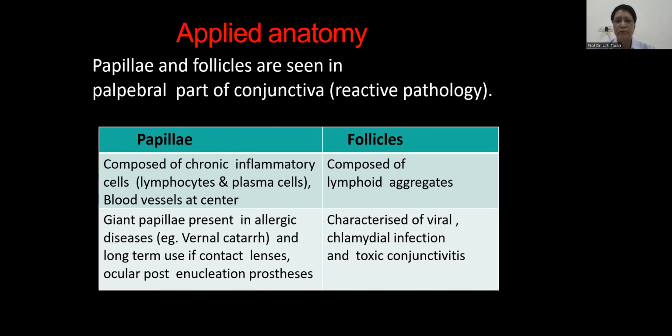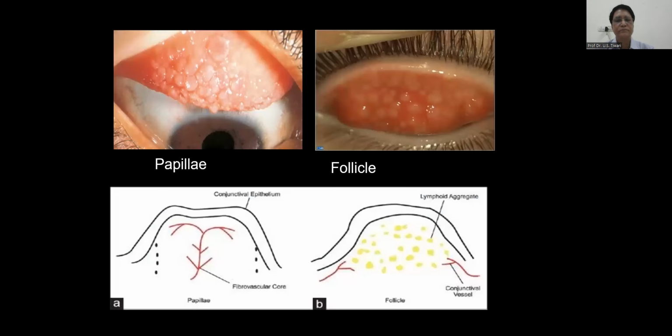Whereas the follicles are composed of the lymphoid aggregates. The giant papillae are present in a situation such as allergic diseases or vernal catarrh, for example, and the long-term use of the contact lens, ocular post-enucleation process. It is basically a toxic or an allergic response of the conjunctiva that is seen in the form of the papillae. Whereas the follicles are seen characteristically in the viral, chlamydial infection and the toxic type of the conjunctivitis.